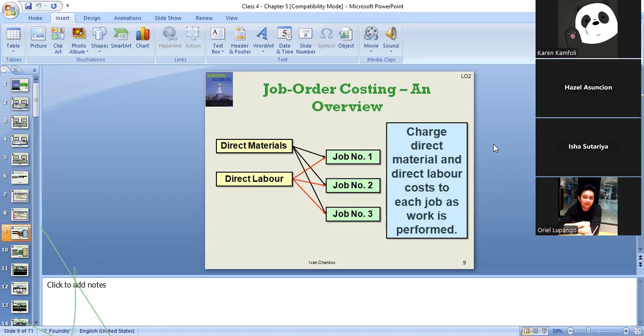Now, which will be the direct material? Eggs will be direct material. Sugar will be direct material. Flour will be direct material. Then we need somebody to start working. That will be the labor, direct labor.